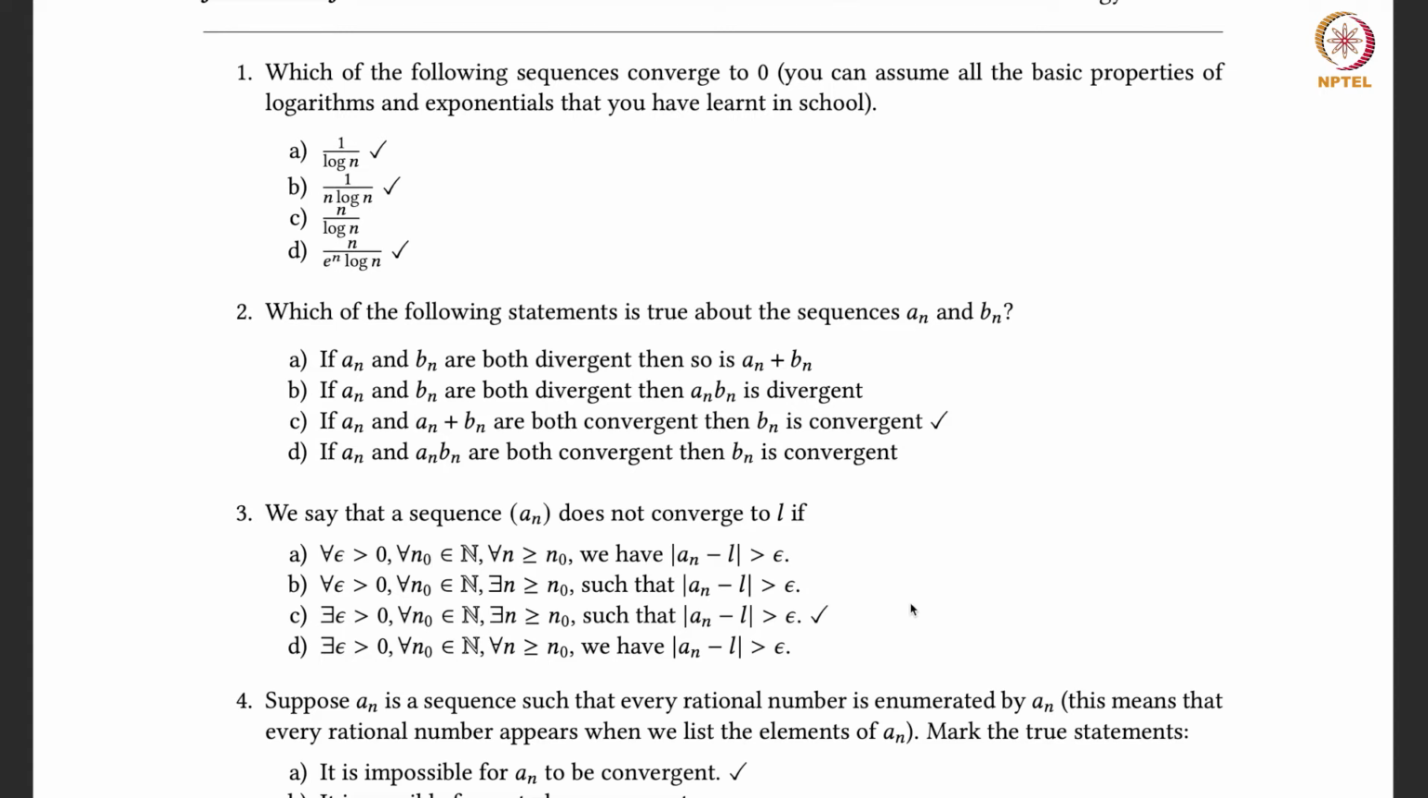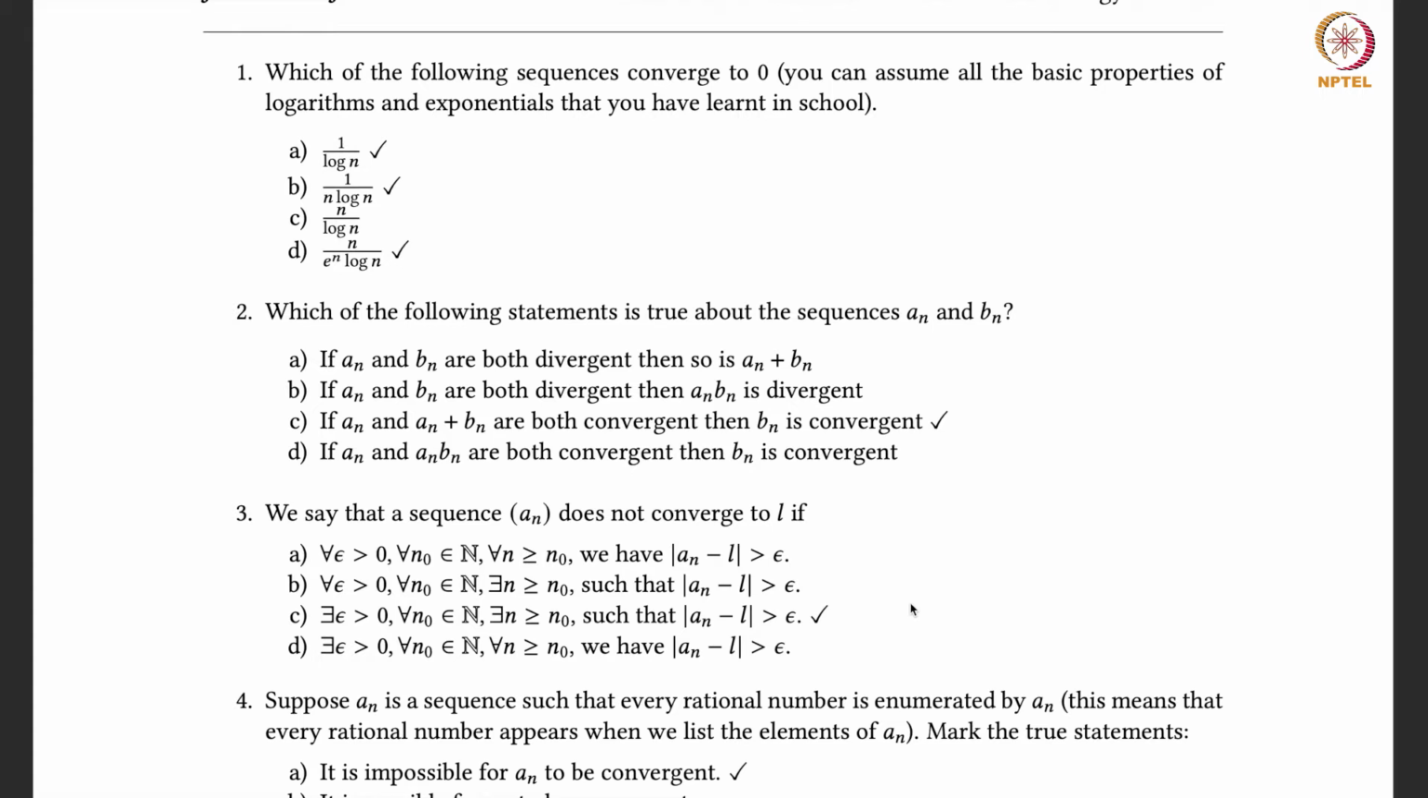Let's move on to problem number 2. Which of the following statements is true about the sequences an and bn? If an and bn are both convergent, then so is an plus bn. This is not true. What can happen is, for instance, you can take an to be the sequence n and bn to be the sequence minus n. Both sequences diverge, but an plus bn is identically 0.